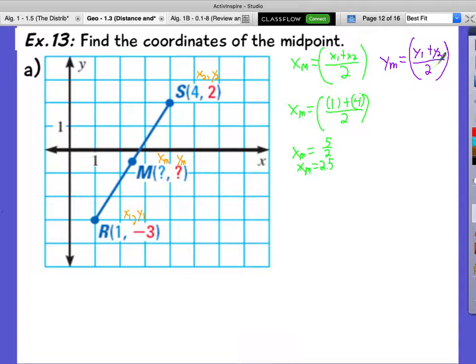So what I want you guys to do is try and find the y sub m. Now we found the x sub m, I want you to try and find the y coordinate of the midpoint. Did you already do it, or are you just looking at it more? Yeah, I already did it.